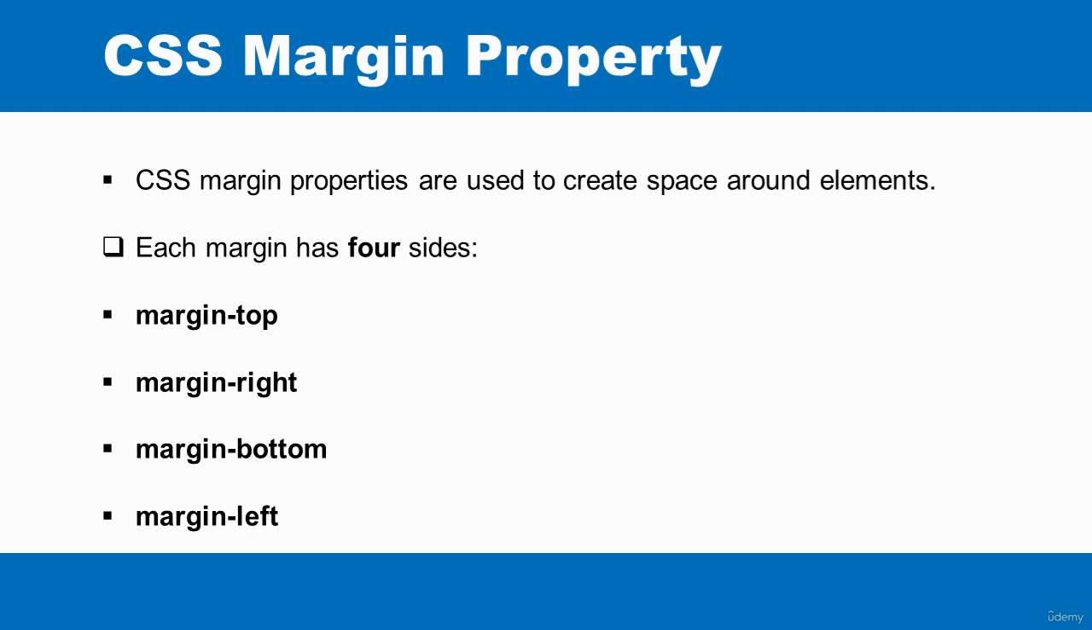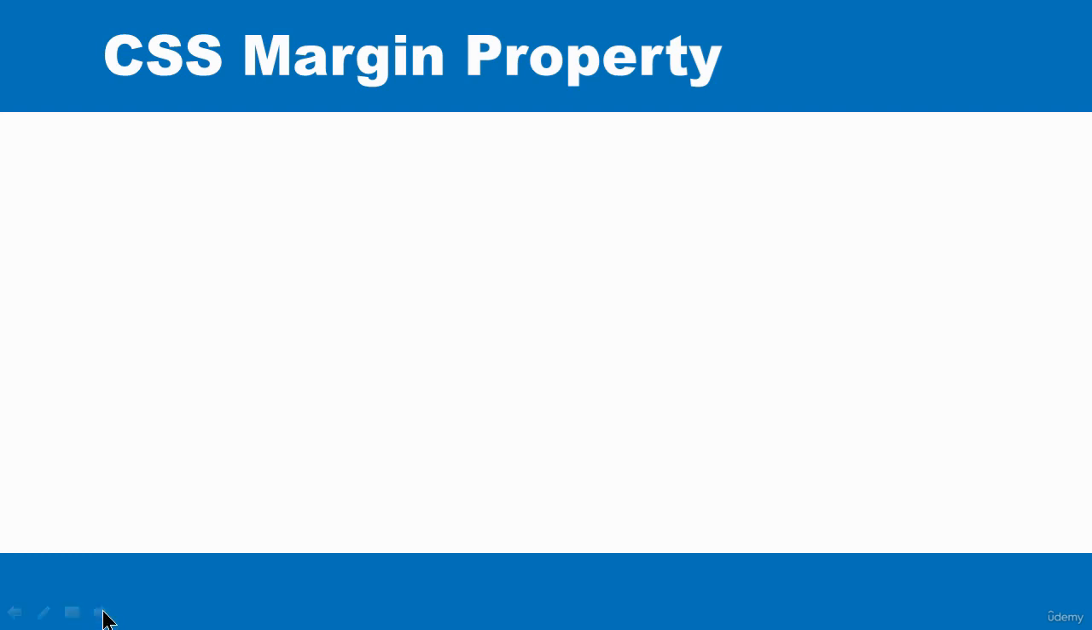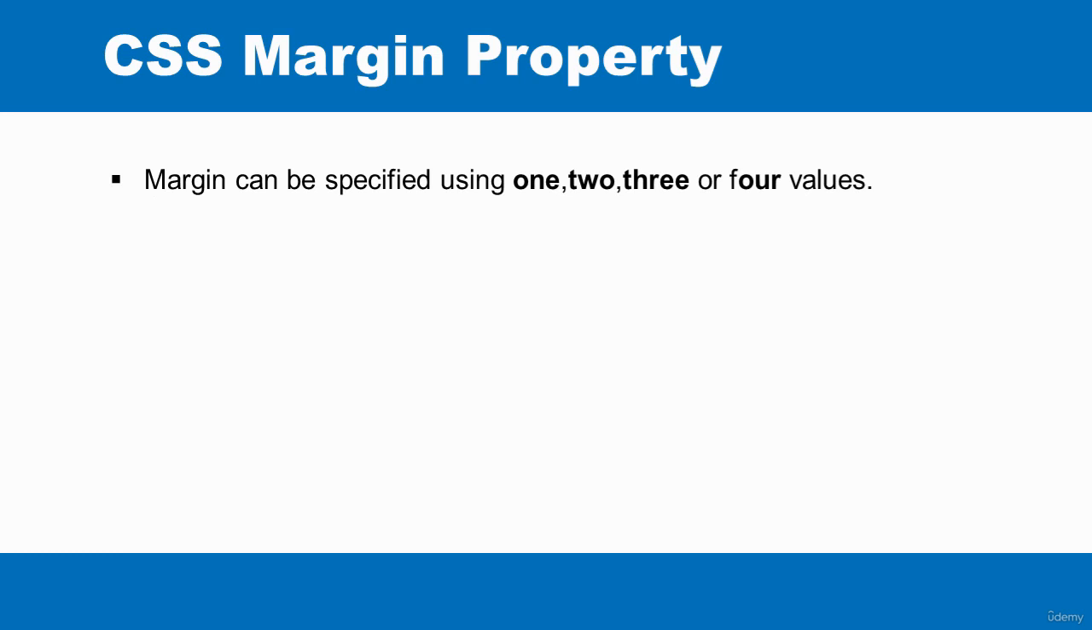The 4 sides of the margin properties are margin top, margin right, margin bottom, and then margin left. When you use margins, you can specify the values for the margins. Margins can be specified using 1, 2, 3, or 4 values. The values can be applied to the margins based on the number of values specified. So let's take a look at how the values are applied based on the specified values.